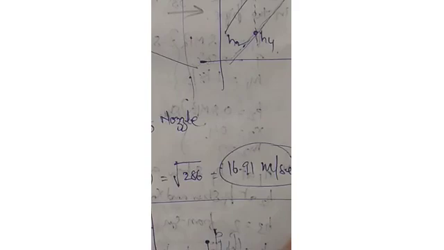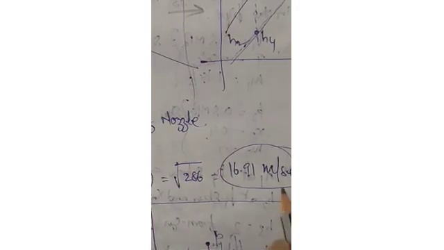That is my velocity at the exit of the nozzle, which is 16.91 meters per second. So we found the second part of the question, that is the steam velocity at the exit of the nozzle. That's the complete solution of this adiabatic mixing problem. Thank you.